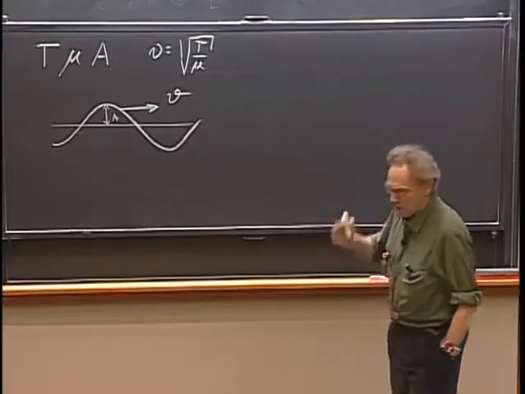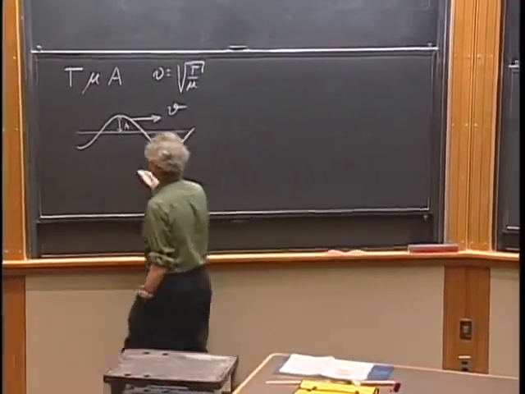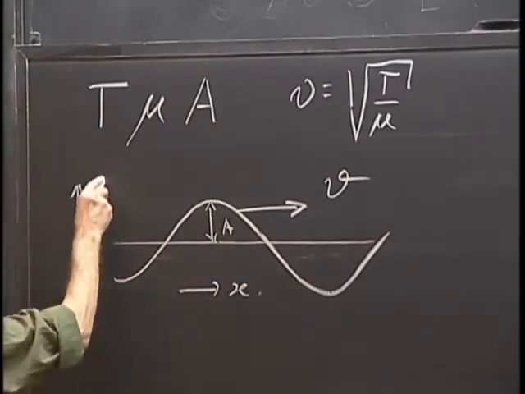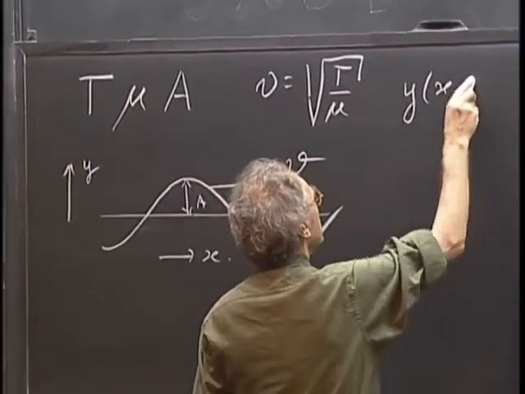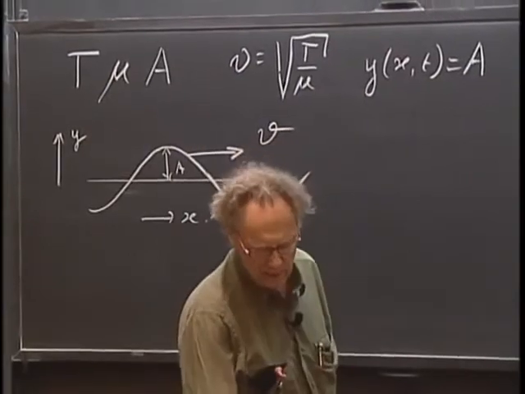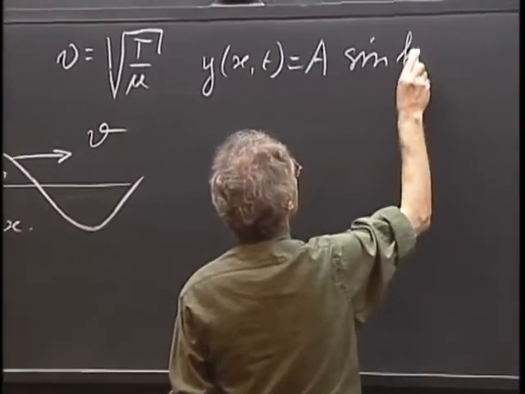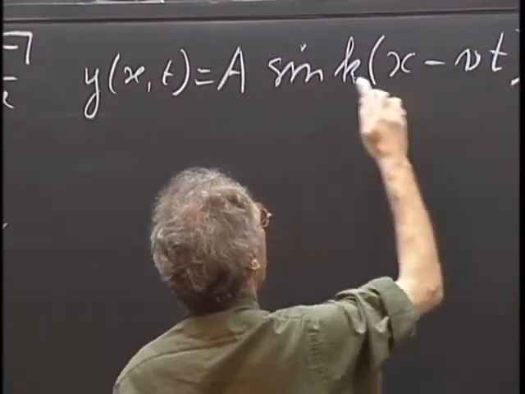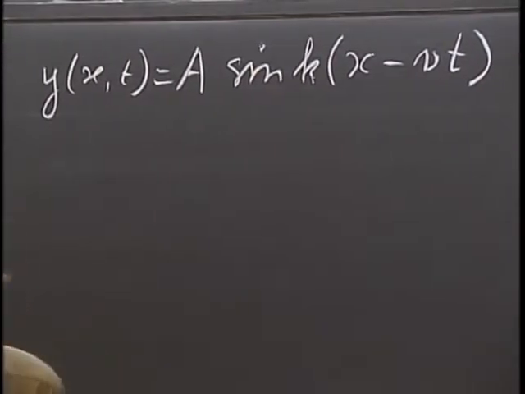I want to deal with energy, and I first will write down the equation for the traveling wave. If this is the x direction, and this is the y direction, then y as a function of x and t would be the amplitude A that you have there, and then you can write this down in many ways. I will write it down as the sine of k times (x minus vt). If you want to write it down with k v as omega, that's fine too. I have no problems with that.